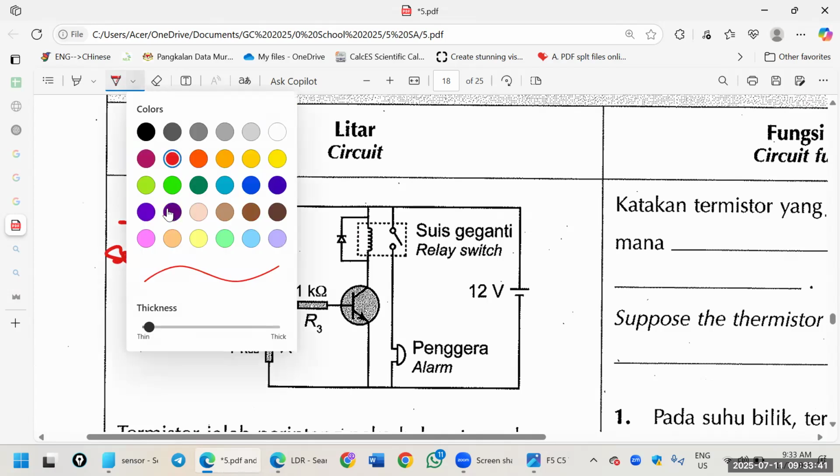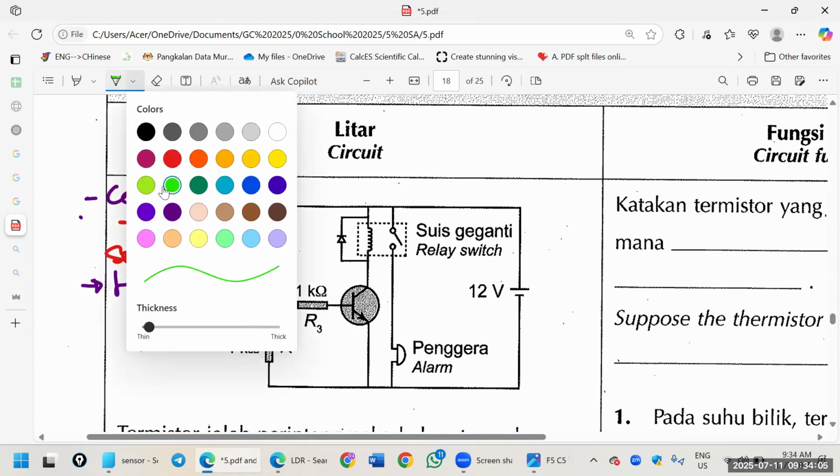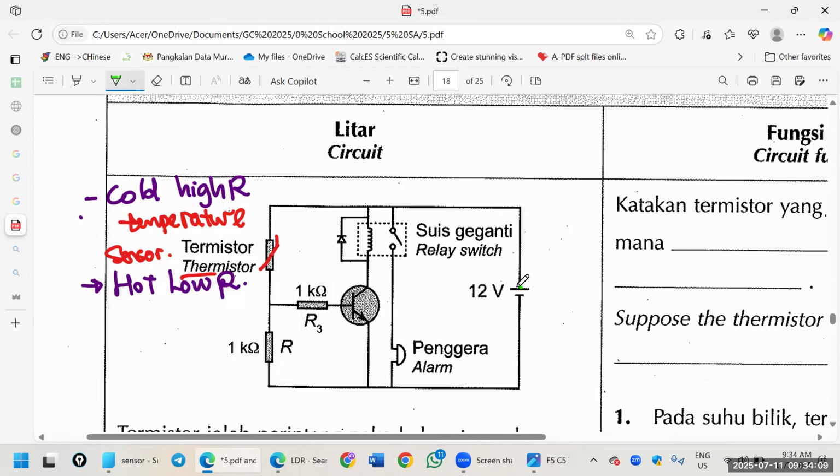Remember this is hot low, HL. Just now it was bright low, now it is hot low. So that means cold is high. Cold means high resistance. Cold means normal temperature, room temperature now. So go.